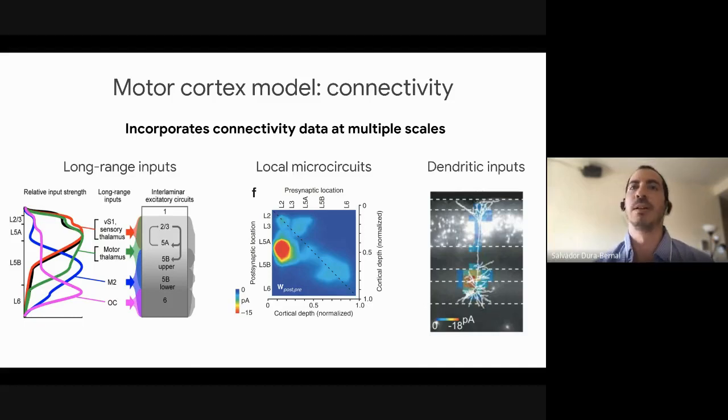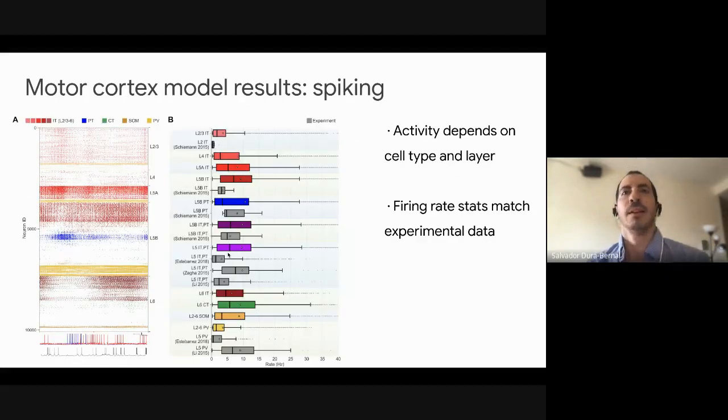So for example, neurons in the layer 2, 3 project to the upper part of the dendrites of these layer 5 PT neurons. So we put that kind of rule into the model, and we combine all these different rules for the different projections into a single model using NetPyNE. So I'll show briefly some of the results we got from this model.